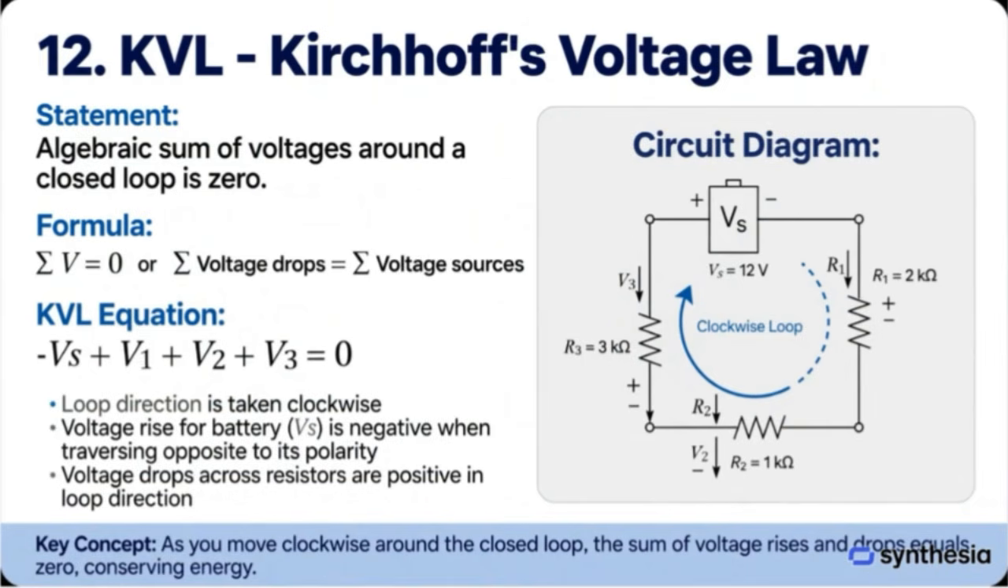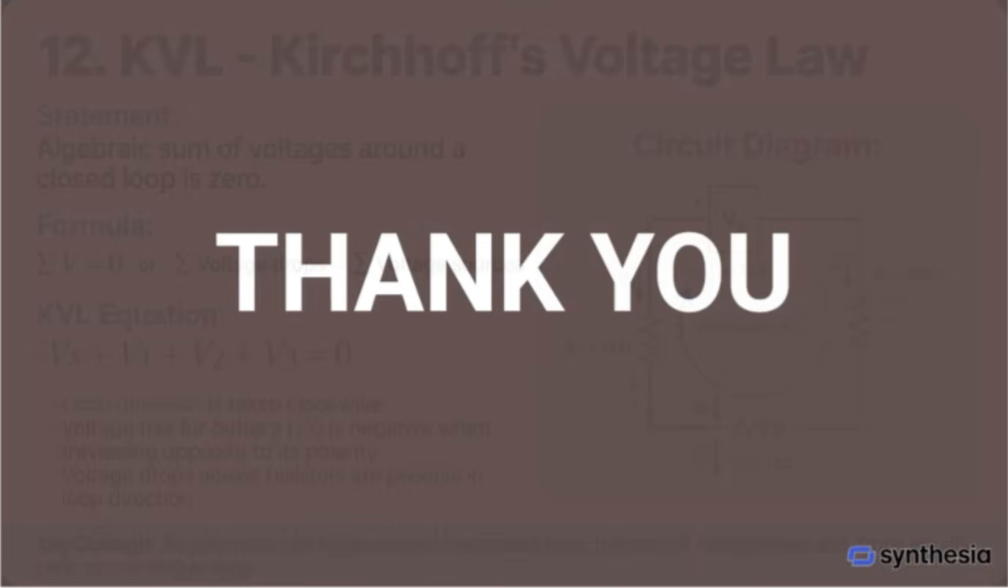For example, in the given loop, battery Vs equals 12 volt, R1 equals 2 ohm, R2 equals 4 ohm in series. Apply KVL clockwise: minus 12 plus 2I plus 4I equals 0, which on solving gives I equals 2A. Then V1 equals 4 volts, V2 equals 8V. This law works upon conservation of energy.